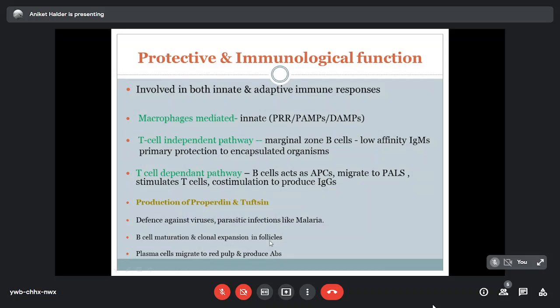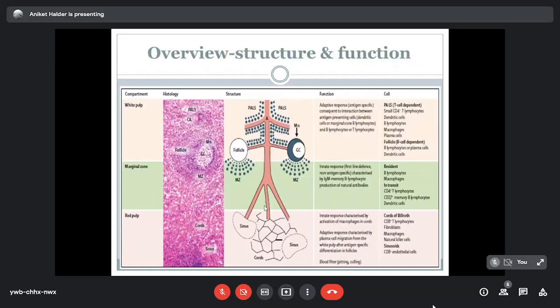The spleen also has important functions in production of different complement components like properdin, which activates complement through the alternative pathway, and molecules like tuftsin. This tuftsin is involved in stimulating the neutrophils for phagocytosis, and it also stimulates the production of interleukin 1. So these are the protective and immunological functions of the spleen.